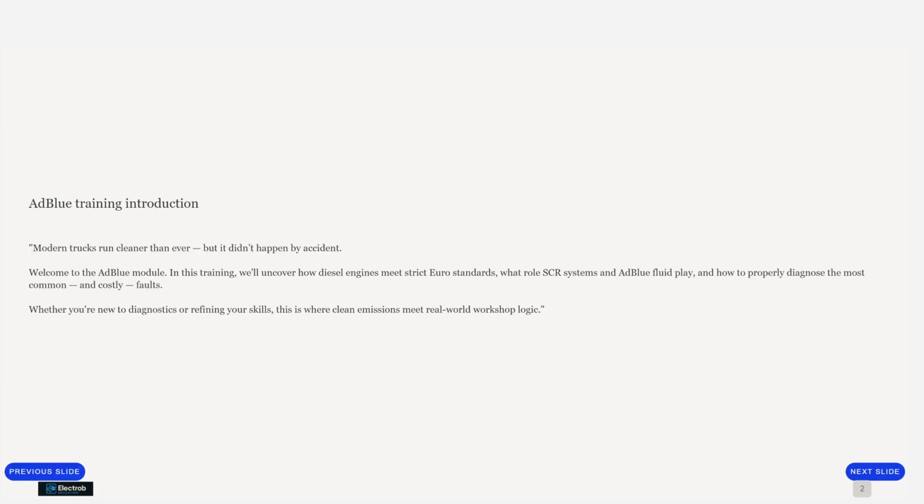Modern trucks run cleaner than ever, but it didn't happen by accident. Welcome to the AdBlue module. In this training, we'll uncover how diesel engines meet strict Euro standards, what role SCR systems and AdBlue fluid play, and how to properly diagnose the most common and costly faults. Whether you're new to diagnostics or refining your skills, this is where clean emissions meet real-world workshop logic.